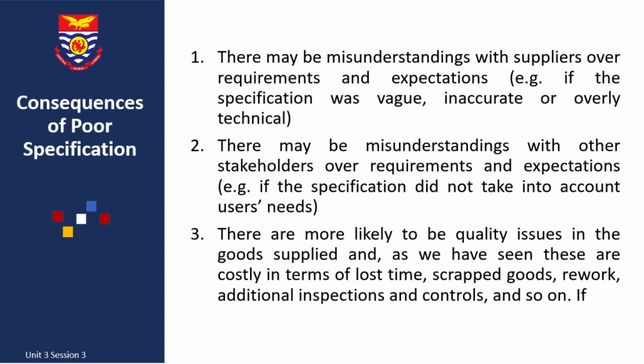Consequences of poor specification. The consequences of ineffective specification processes are potentially costly for the organization. There may be misunderstandings with suppliers over the requirements and expectations, leading to the rejection of deliveries, lost production time, legal disputes, and damaged supplier relationships. Also, when specification is ineffective, there may be misunderstandings with other stakeholders over the requirements and expectations, which will lead to internal conflict, resistance to use the product, and loss of credibility for procurement.